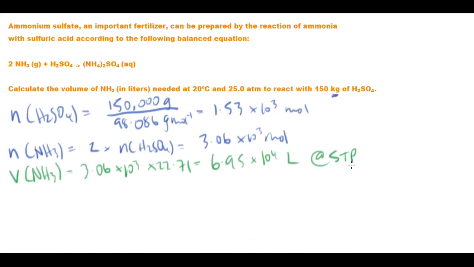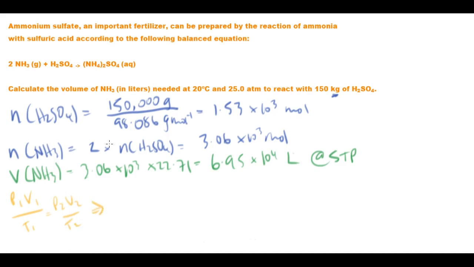However, our reaction did not occur at STP. It occurred at 20 degrees Celsius or 293 Kelvin and at 25 atmospheres. So we are going to need to use the combined gas law, which is P1 V1 over T1 equals P2 V2 over T2.